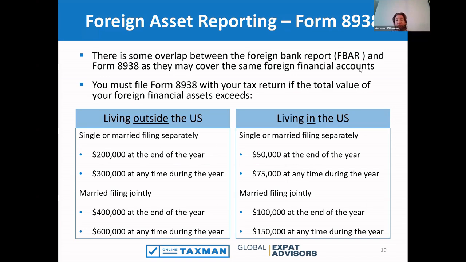Now the other form, the FBAR, is actually reported to the U.S. Treasury. It's not even reported on your tax return for the bank account. Then you have another form called 8938. 8938 is reported with your tax return. And as you could see, the thresholds are a lot higher, right?